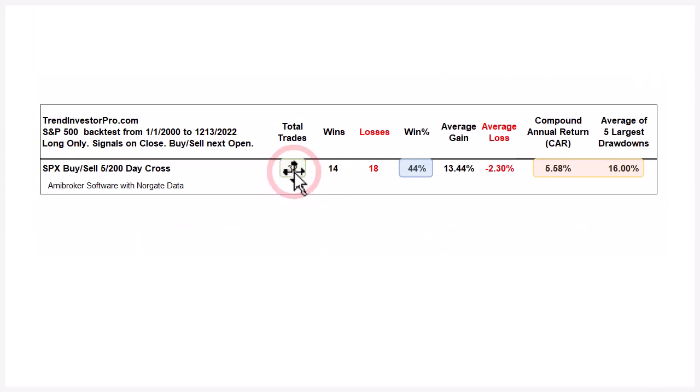So we had 32 trades, 5-day crossing above the 200-day, that's like 64 crosses. 14 winners, 18 losers, still below 50%, but a much higher win rate than say the close above and below the 200-day, 44% win rate. Average gain, average loss, very strong. And the average gain is smaller because you're getting shorter signals instead of these 20+% average gains like we had before with the 5% threshold on the close 200-day cross. We've got a smaller average gain because we're getting more signals. But the compound annual return, 5.58%, that's strong. And the average drawdown was 16%. That is tolerable.